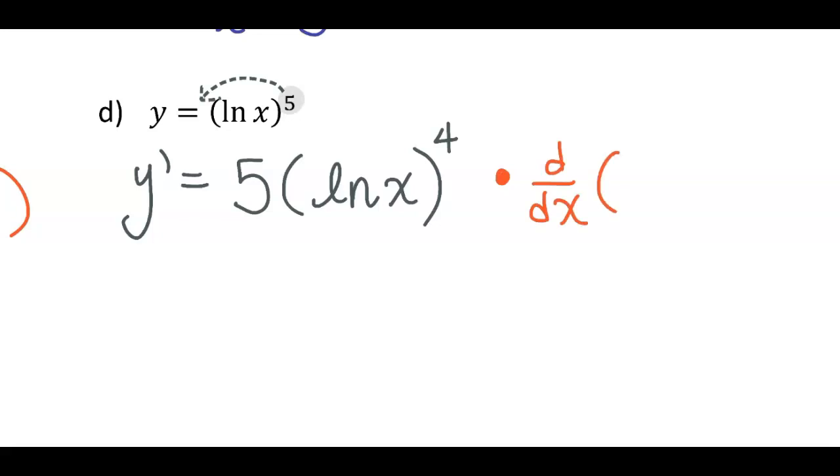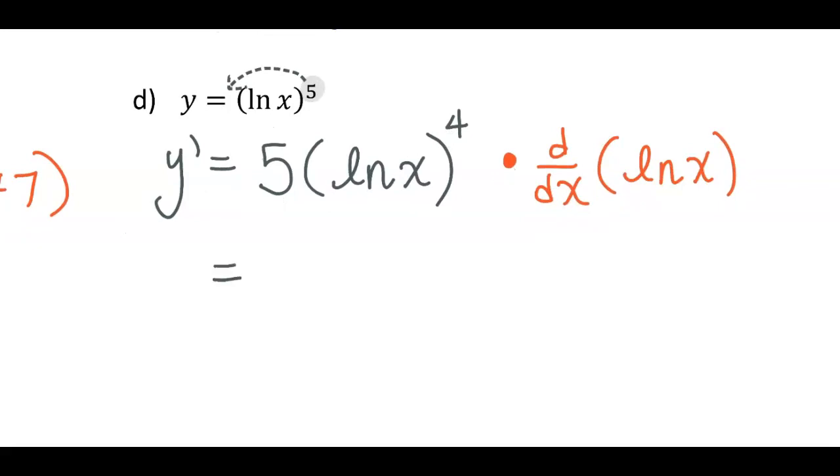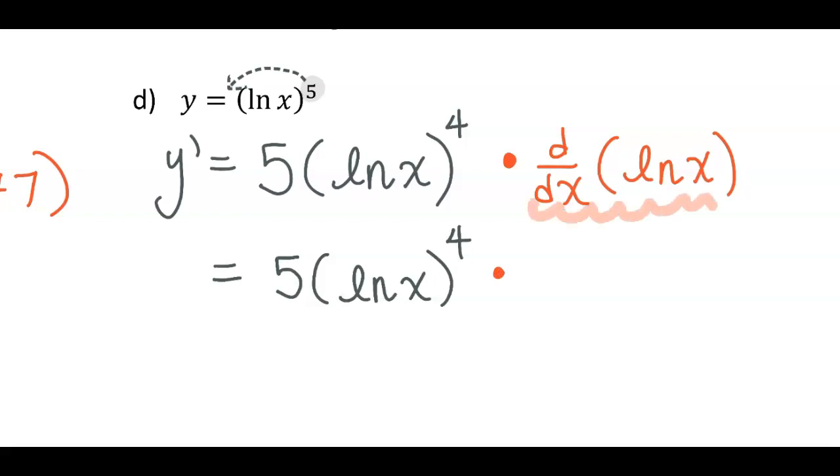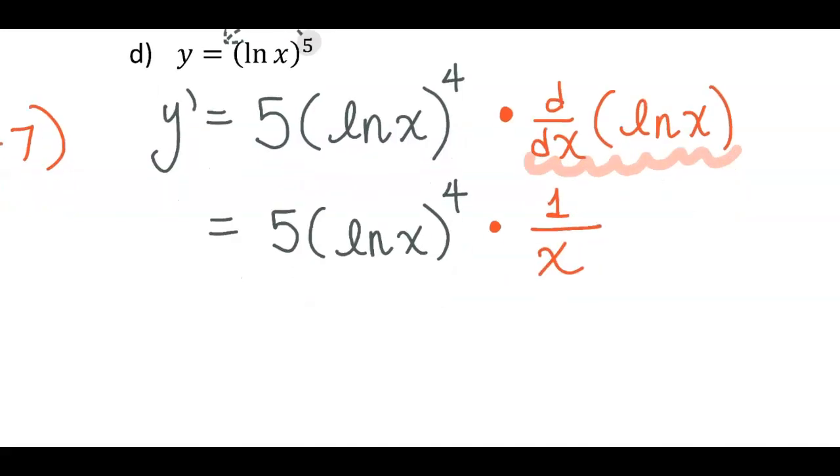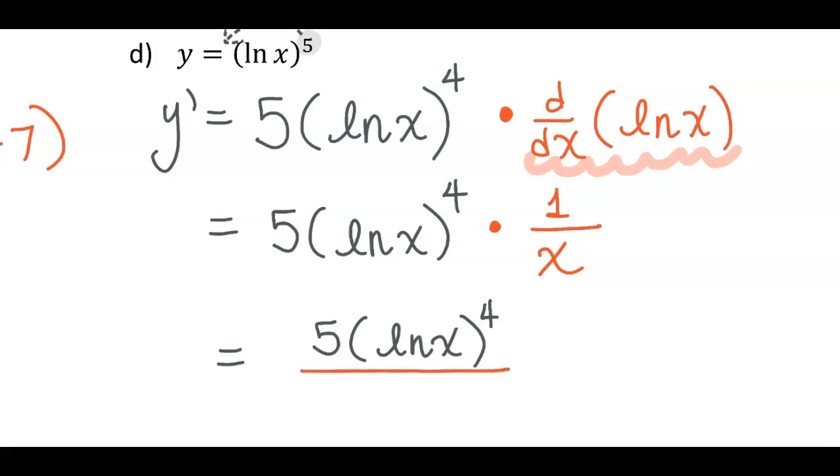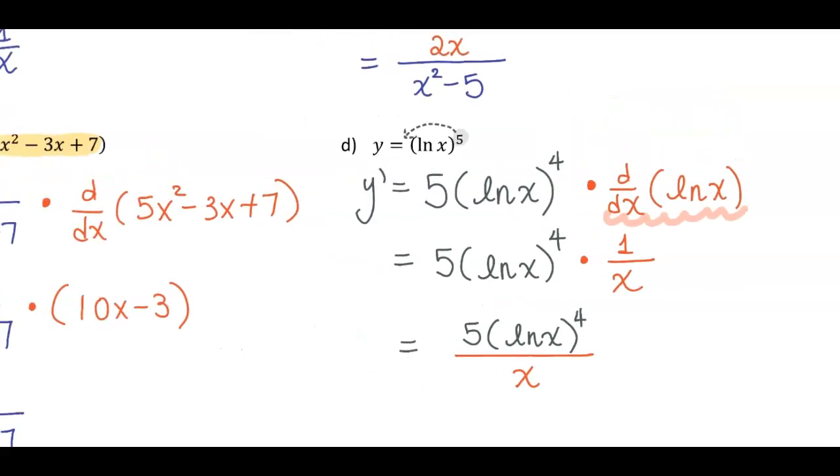And what is the inside function? Natural log of x, right? So we will have 5 times natural log of x to the 4th power. That is getting multiplied by, well, remember what theorem 7 said. This is just 1 over x, right? So here's our final answer. We will put 5 times natural log of x to the 4th power on the numerator, and in the bottom of the fraction we will just have x, and that is how you do problem D.